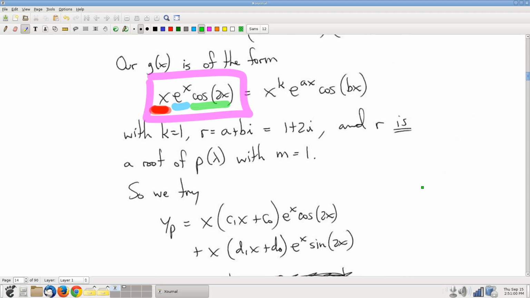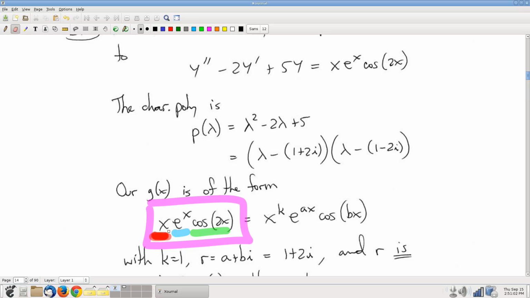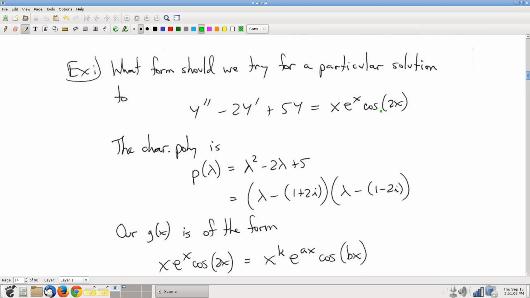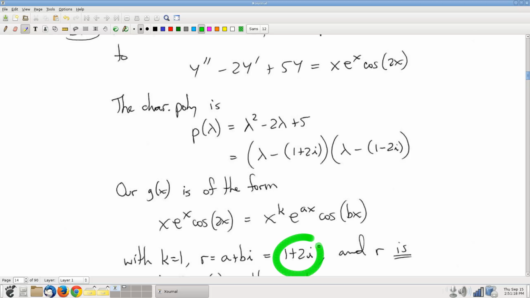The purpose I had in showing you this example was to show you different issues that can come up. I wanted students to see how to deal with a factor of cosine, how to deal with an exponential, how to deal with a power of x, and how to deal with the unfortunate coincidence. Okay.